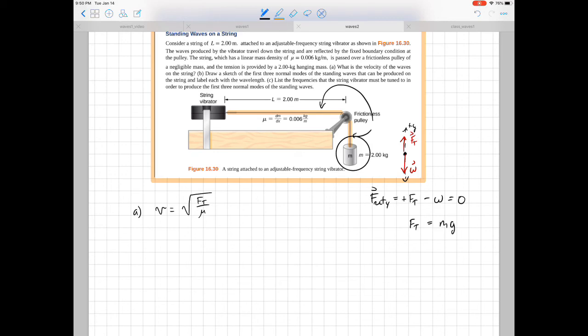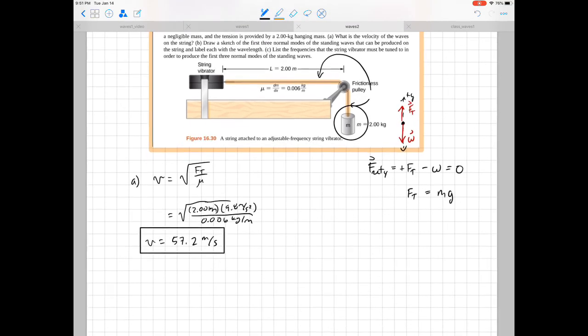That allows us to immediately go back to our expression over here, and we can write out that the speed that the wave is going to travel is going to be 2 kilograms multiplied by 9.8 meters per second squared divided by the 0.006 kilogram per meter. And that works out to be 57.2 meters per second. So there's the speed of our waves that are going to travel on this rope, entirely determined by the tension, so by what that hanging mass was, and the linear mass density of the string itself.